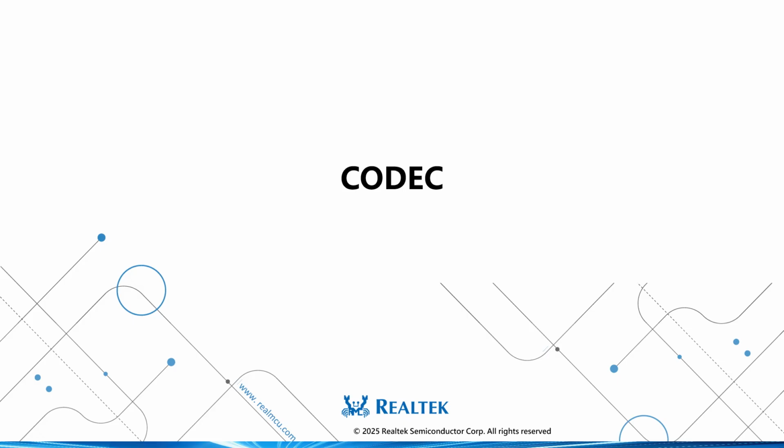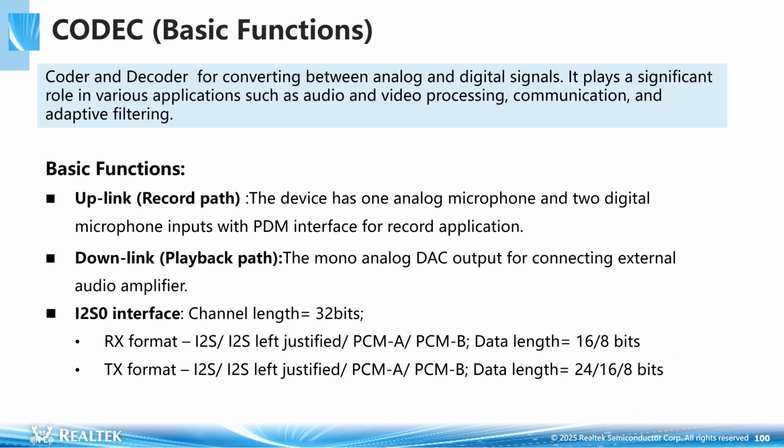Next, we will introduce CODEC. CODEC can convert between analog and digital signals. The codec has two main functions. The first is uplink channel. The device has an analog microphone input and two PDM interface digital microphone inputs for recording applications. The second is downlink channel. Only in differential mode, mono DAC output can be used for connecting to an external audio amplifier.